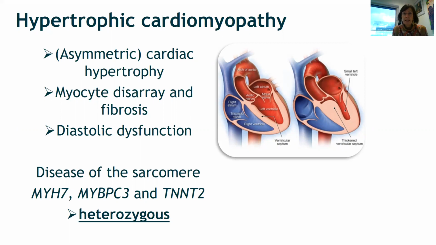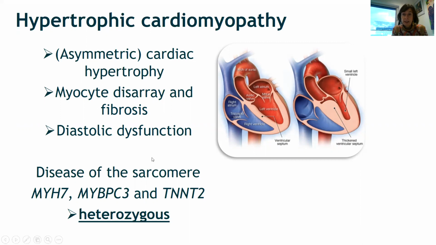And what is seen in the clinic is this asymmetric remodeling of the heart, hypertrophy most of the time of the septum of the left ventricle. And if you zoom in at a histological level, you will see myocyte disarray and fibrosis. And the main dysfunction seen is impaired relaxation, so diastolic dysfunction. So people with this disease do not have an impaired systolic function, but show impaired relaxation.